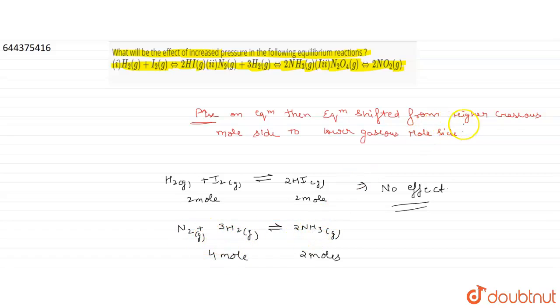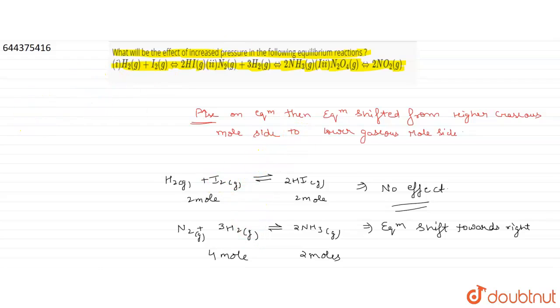So equilibrium shifted from higher gaseous molar side to lower gaseous molar side. So equilibrium shifted towards right. I hope you guys are understanding this. There are higher gaseous moles on the reactant side, so equilibrium shifted from higher gaseous mole side to lower gaseous mole side. So equilibrium will shift towards the right, or we can say equilibrium will shift forward. So this is it for the second reaction.